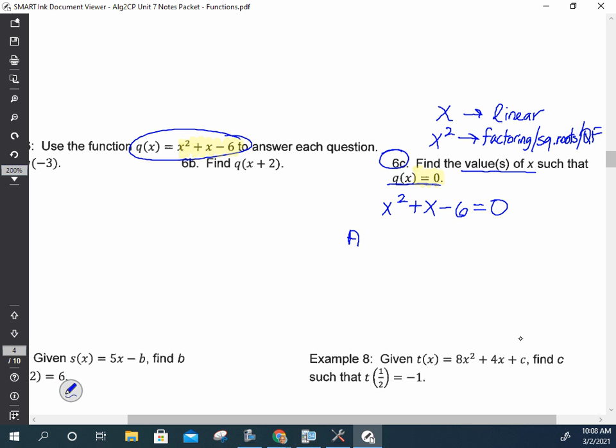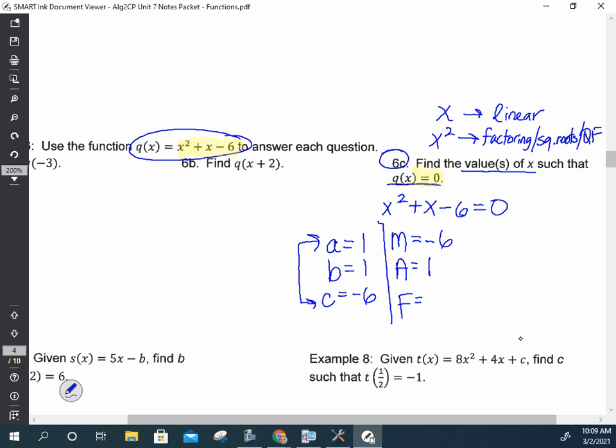So we'll get our a value. A is in front of x squared, so that's 1. B is in front of x, so that's 1. C is the number with no variable, that's negative 6. Let's turn it around and make it MAF. To get M, you multiply A and C. 1 times negative 6 is negative 6. The A value is simply B moved over.